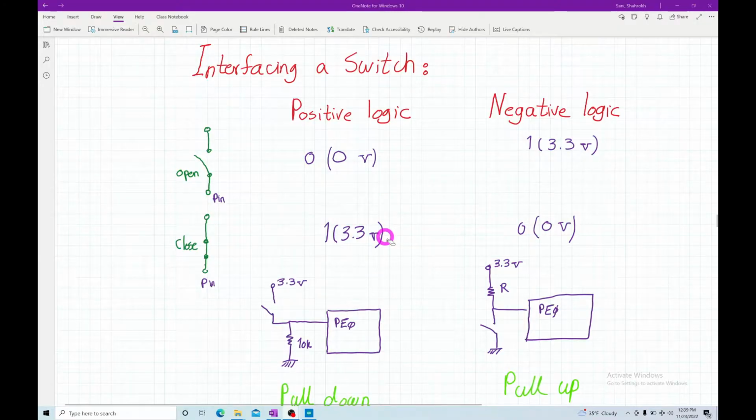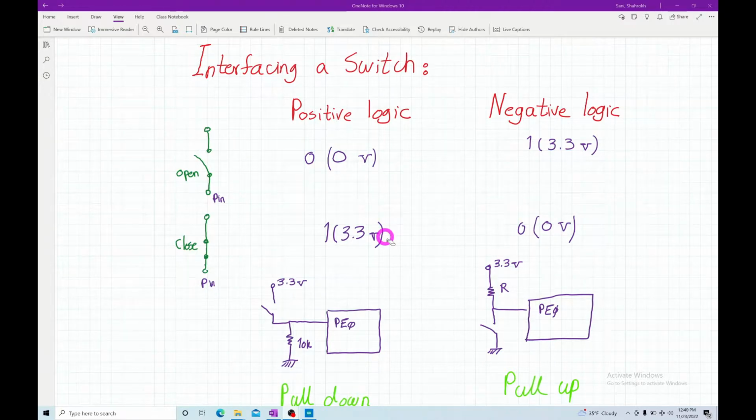Hello everyone, this is another video from the Easy Electric series, and today we want to learn the different ways that you could interface a switch with the I/O pins in your microcontroller.